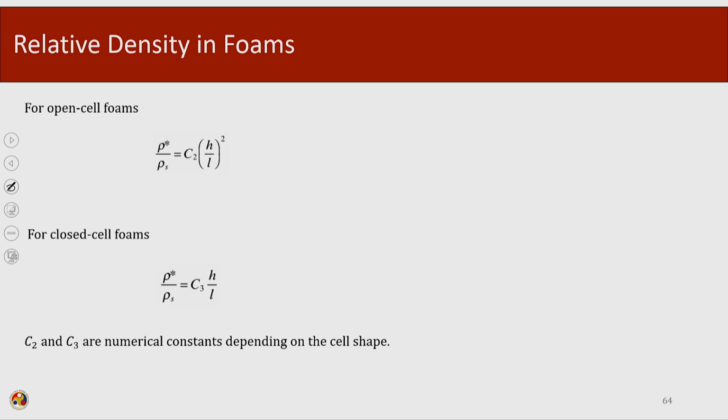So, for open cell foams, the relative density is defined, and there is a definition of the relative density for closed cell foams. C2 and C3 are constants. Depending upon the cell shapes, these constants will be given.